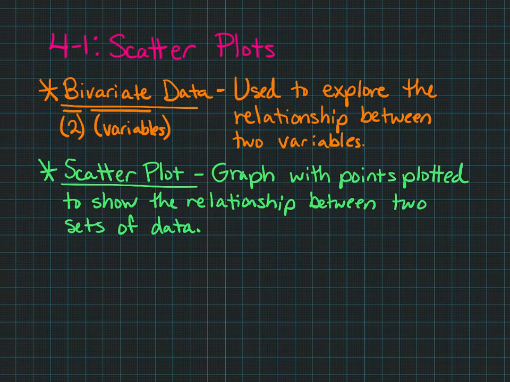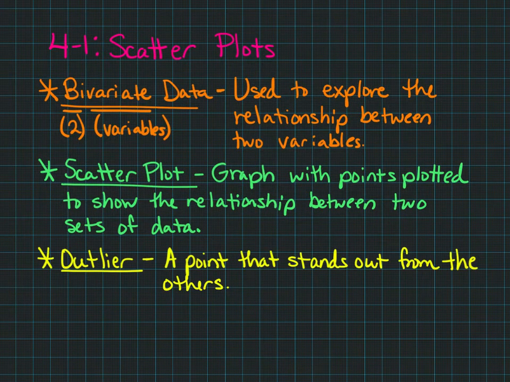A scatter plot is just a graph with points plotted to show the relationship between two sets of data. This is just going to be taking points and plotting them on a coordinate plane. An outlier is just a point that stands out from the others, and you've seen outliers in statistics before. They're points that are far away from the other points.